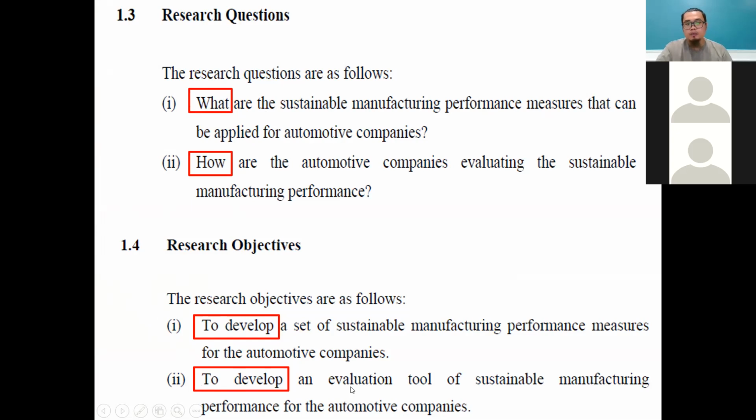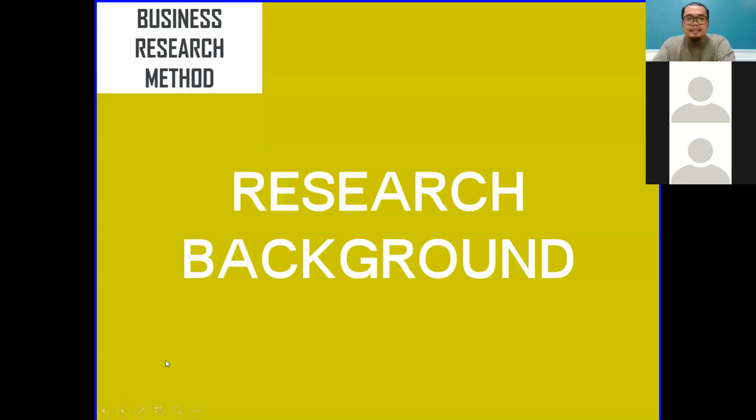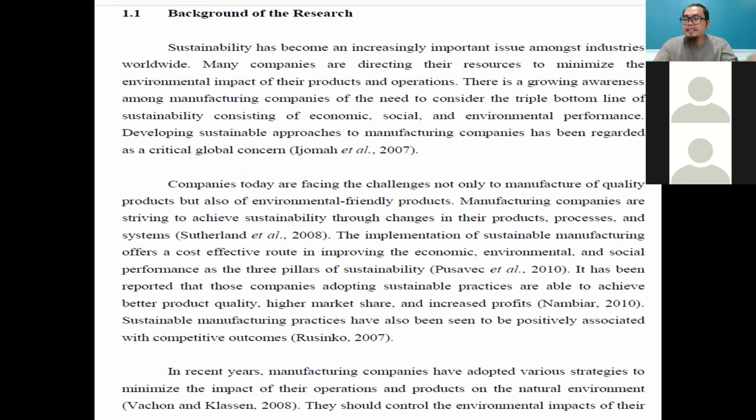Number two, to develop an evaluation tool. How does the automotive company evaluate? So how the company evaluates, then in order to solve it, we develop an evaluation tool for sustainable performance of automotive companies. So objective and research question are good, and both are aligned. This is their research background. This is their thesis.